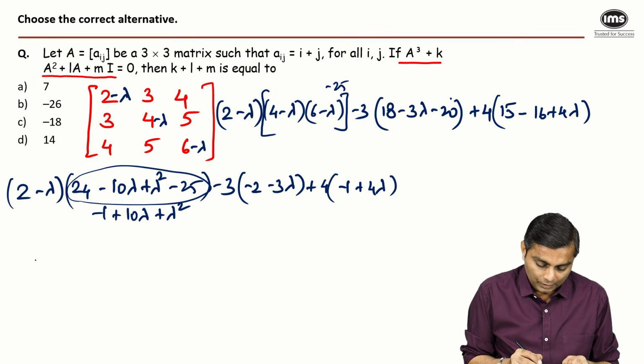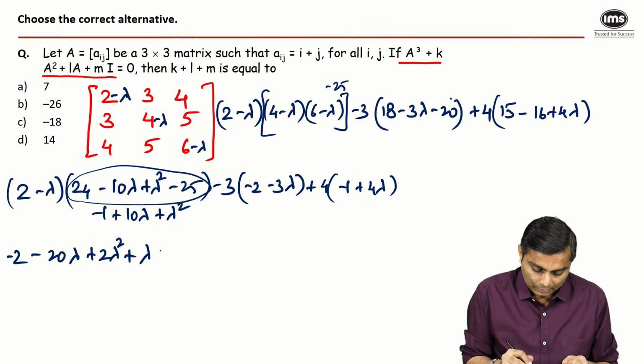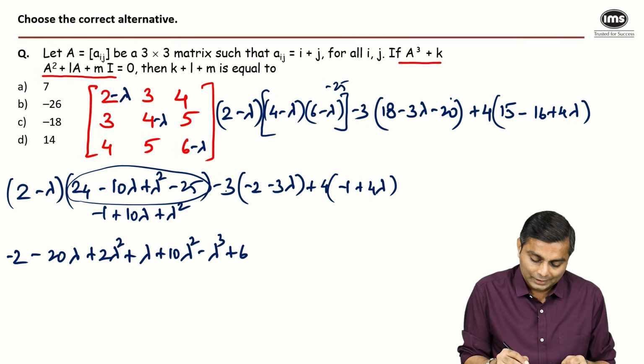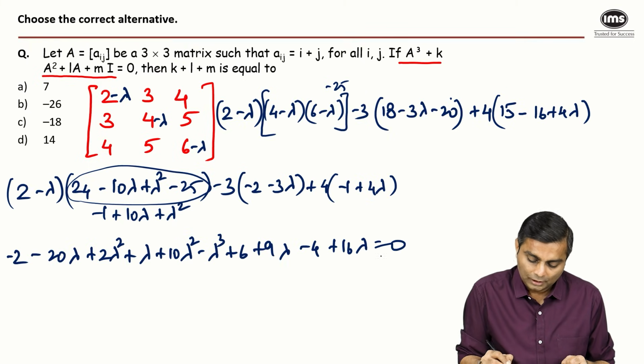So, now I'm going to open this. 2 into minus 1 is minus 2, minus 20 lambda, plus 2 times lambda square, plus lambda, plus 10 times lambda square, and finally lambda cube. Perfect. Okay, we go ahead. 3 minus 2 gives me a plus 6, and minus 3 minus 9 gives me a plus 9 lambda. Final term minus 4 and a 16 lambda. This is nothing but equal to 0.